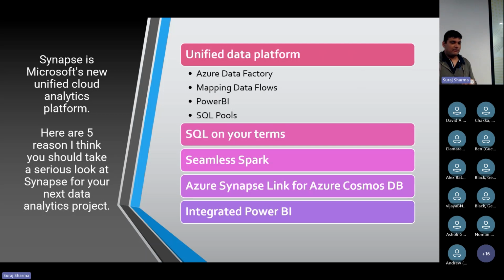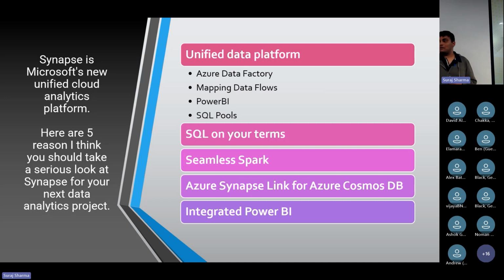So in summary, what is the Synapse Unified Data Platform? It's a combination of these four services: Azure Data Factory, mapping data flows, Power BI, and SQL Pools. You can query on your own terms if you are on a serverless pool only. So you don't have to have a dedicated pool environment available.